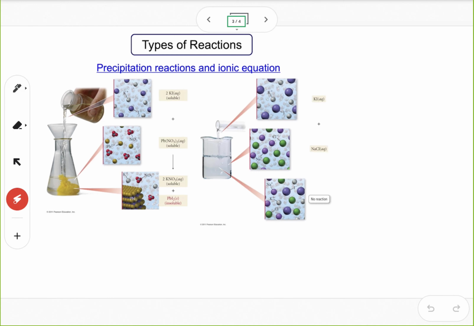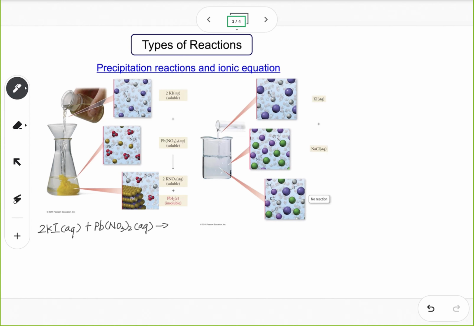If you write the full equation here, that's going to be 2 equivalents of potassium iodide. We write aq as the state, which means that this is soluble in water. Remember, all of the potassium salts are soluble, so we use aq to label the state. And then lead nitrate. Again, it's aq, because all of the nitrate salts are soluble. Therefore, aq would be the state.